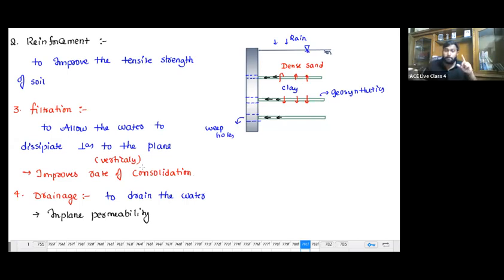Filtration is from one soil to the other soil mass. So one is going to be separator, second one reinforcement, third one filtration, fourth one drainage, and the fifth one is going to be containment.